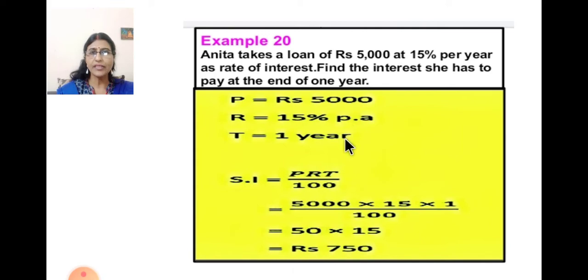So first we will write what is given. P is here 5,000. R is, you can see, 15% per annum. And then time is 1 year. And then we'll use the formula for simple interest. SI is equal to PRT upon 100. Now in place of P we'll write 5,000. In place of R we'll write 15. And then in place of T we will write 1 upon 100. And then we'll reduce it. This 20 will be cut. So then you will get 50 into 15. 50 multiplied by 15, you will get rupees 750.